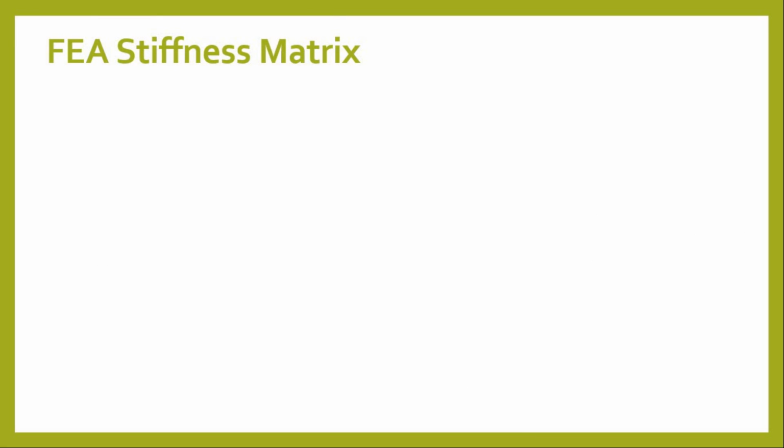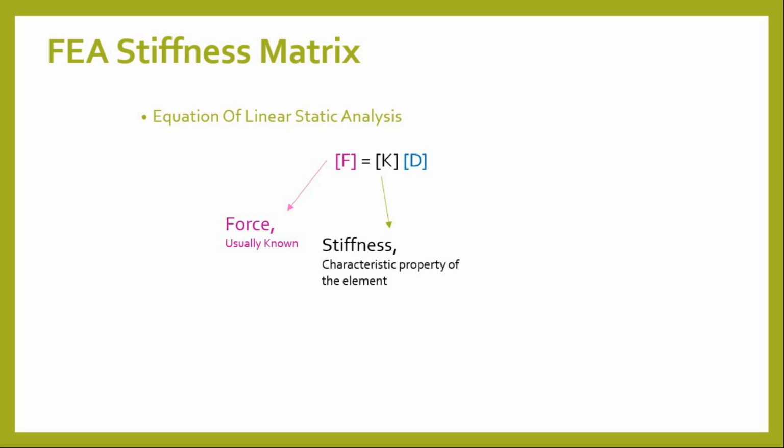Now we will talk about the FEA stiffness matrix. Like we saw the different element types, and then the equation of linear static analysis is defined by this basic equation. As all of us know, F is equal to K into D. Here F is nothing but your forces, usually unknown, K is your stiffness, the characteristic property of the element, and D is your displacement, usually unknown.